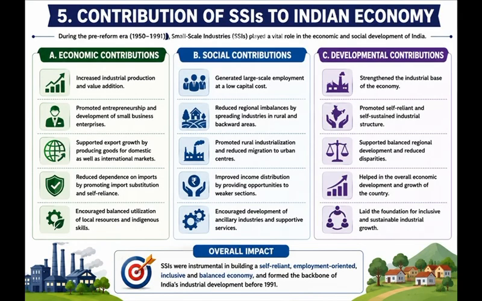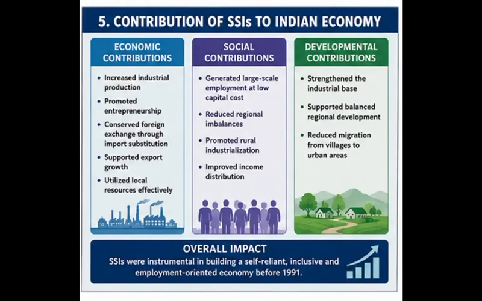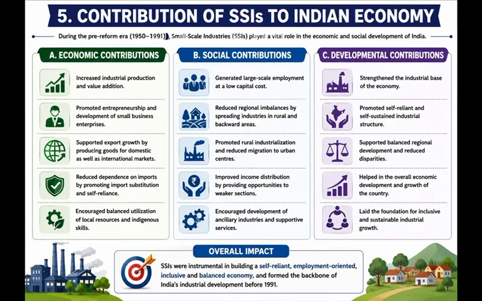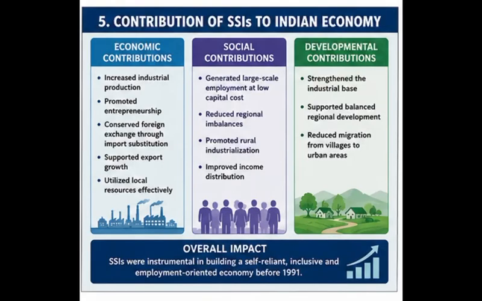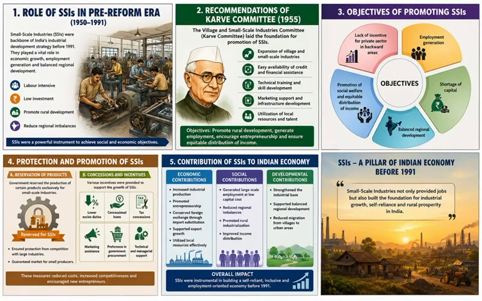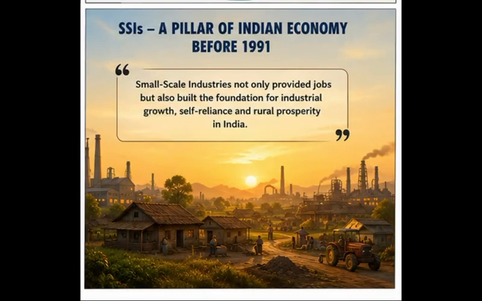Nevertheless, during the pre-reform period, small scale industries successfully fulfilled their primary objectives of employment generation, rural development, and promotion of self-reliance. At the end, we can say that small scale industries were a cornerstone of India's industrial strategy between the 1950s to 1990s, supported by the Industrial Policy Resolution of 1956, the recommendations of the CAV Committee, and the policy of import substitution. SSIs played a vital role in generating employment, promoting rural development, reducing regional inequalities, and strengthening India's industrial base. Despite certain limitations, they remained one of the most important instruments of inclusive economic development in the pre-reform era.